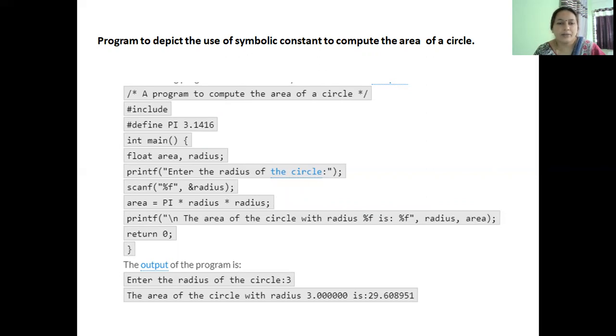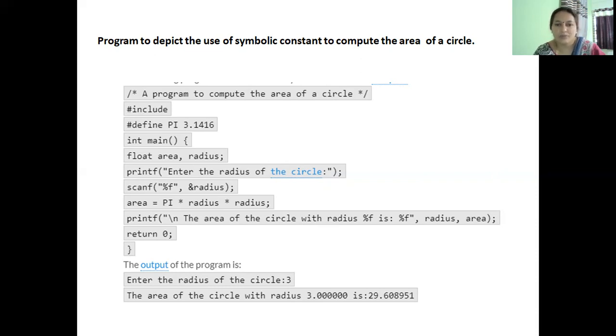So here I am defining PI as a symbolic constant using the #define statement, and inside the main function I am declaring two floating point variables, area and radius. Both these variables have more chances of holding a fractional value or floating point value. Hence, I'll declare their data type as float. Then I'll give a prompt message to the user asking him to enter the radius of the circle.